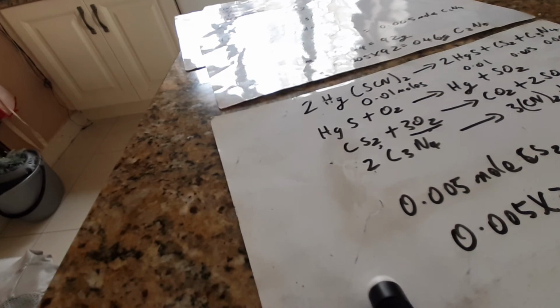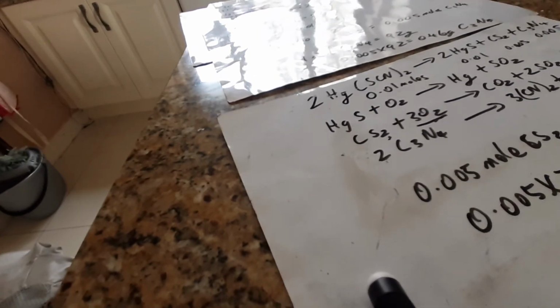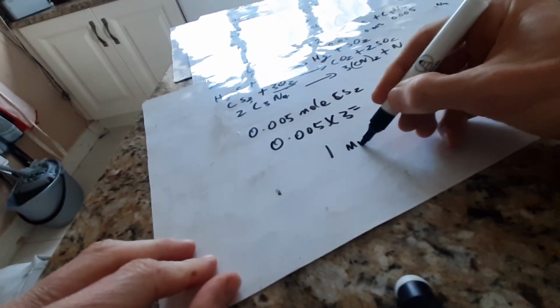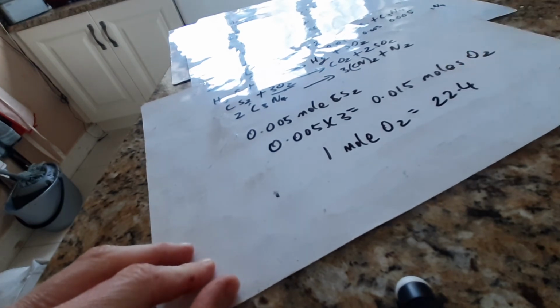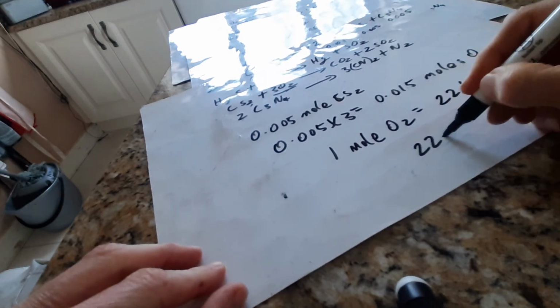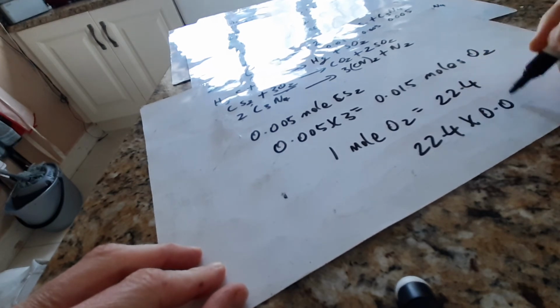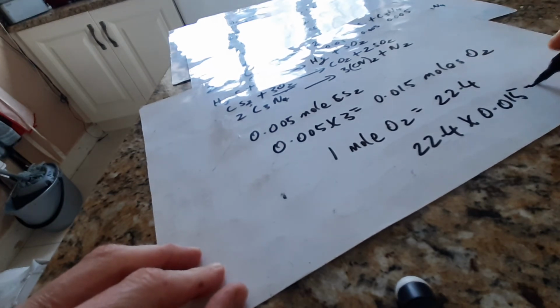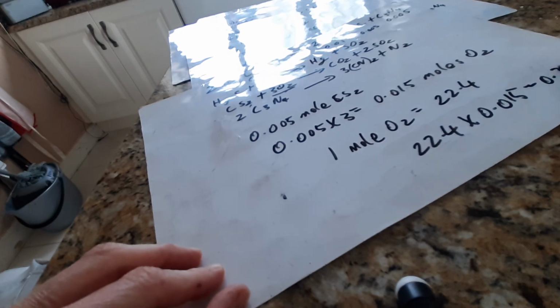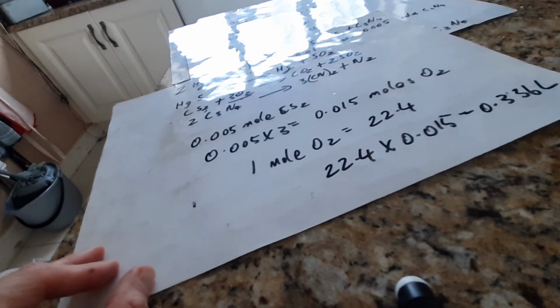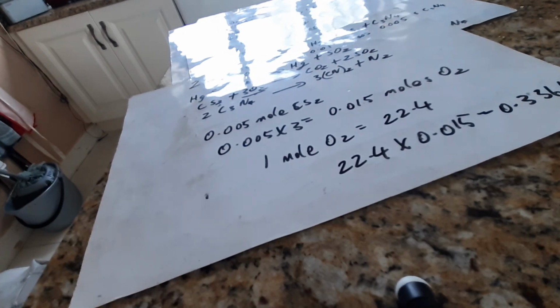Now we're asked to work out the volume in litres. So we know that 1 mole of oxygen, because it's a gas at STP, has a volume of 22.4. So we're going to multiply 22.4 by 0.015 like that. And what we're going to get is 22.4 multiplied by 0.015, and we get 0.336 litres, like that.